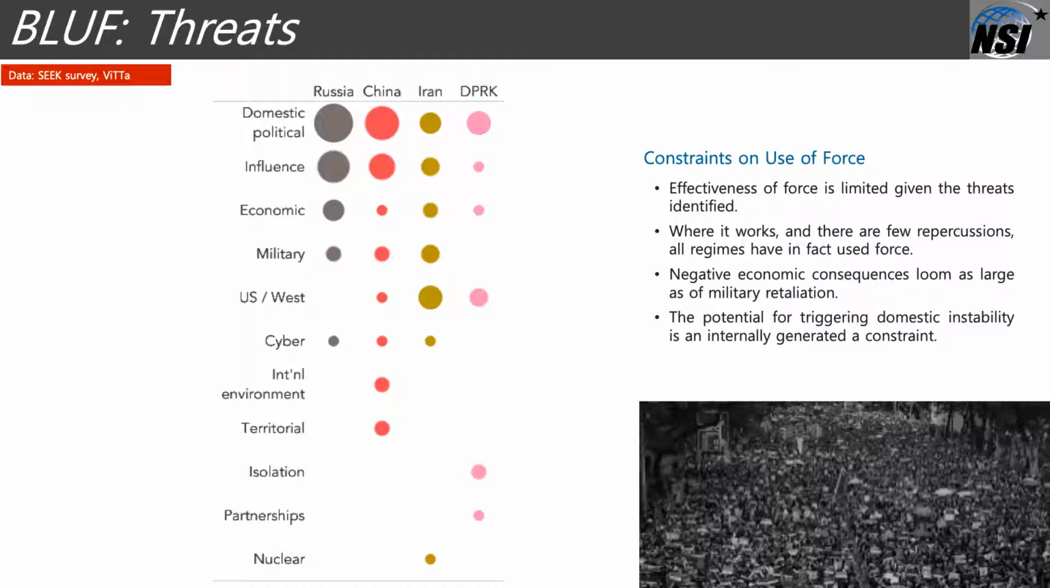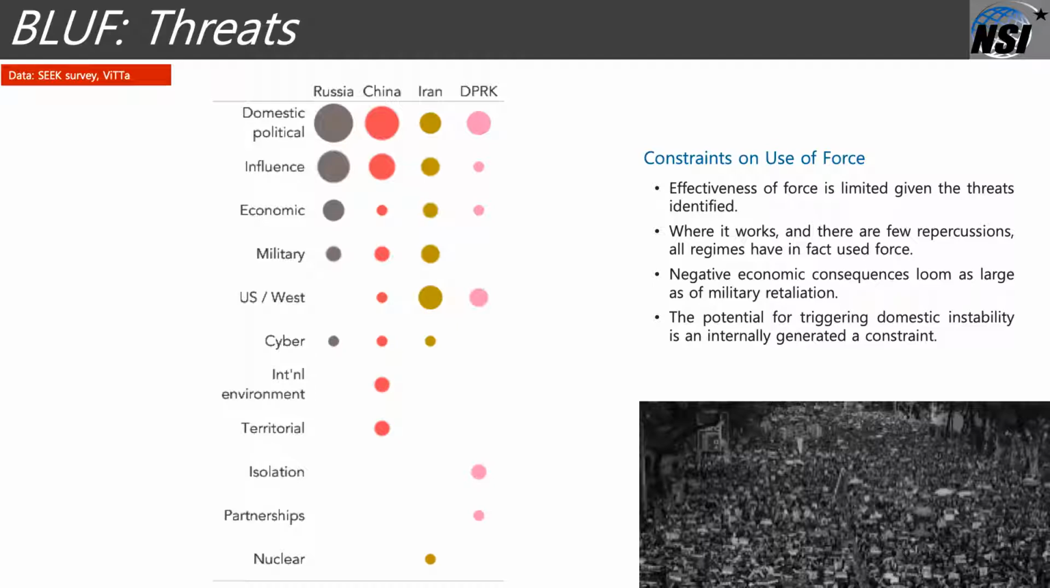Two things become evident when looking at the responses to the questions regarding constraints on the use of force. First, many of the threats identified cannot be countered effectively using force. Second, particularly in the case of domestic opposition, all four regimes have, in fact, employed at least limited force in response to these threats.